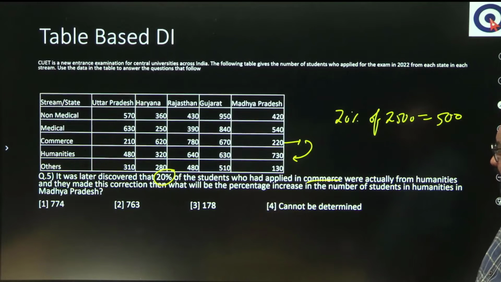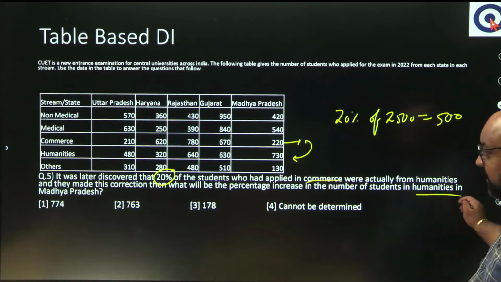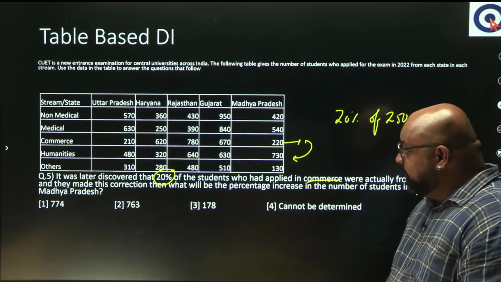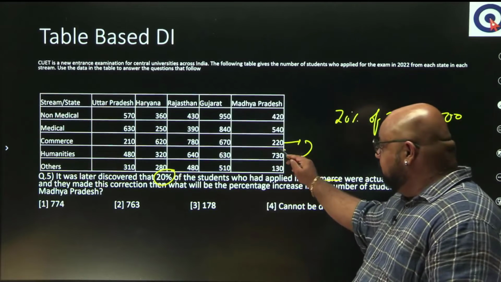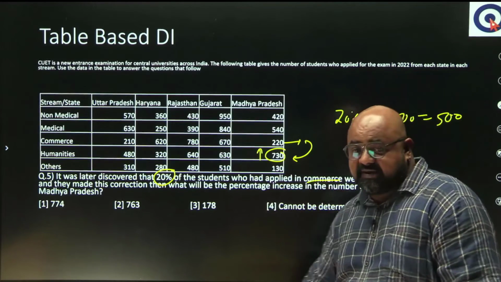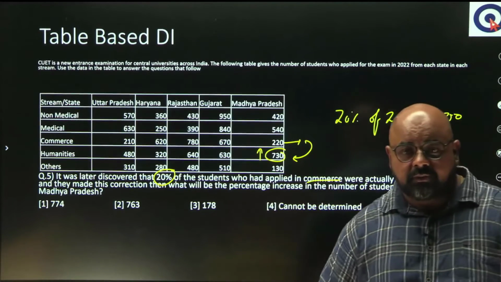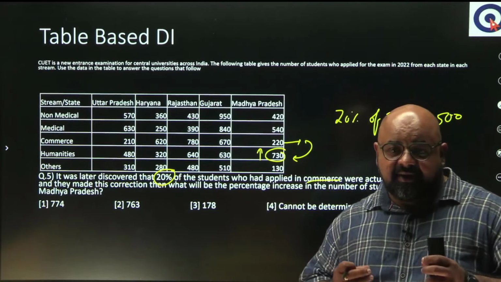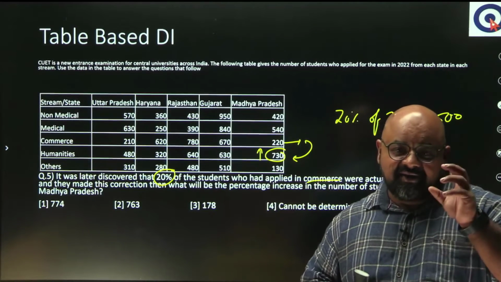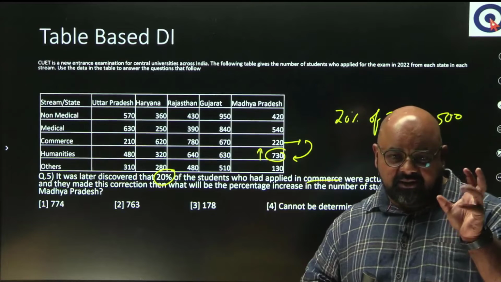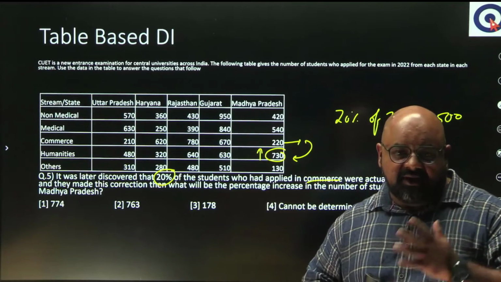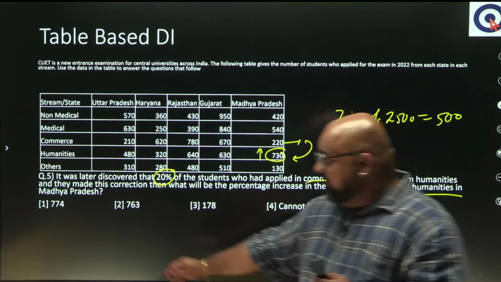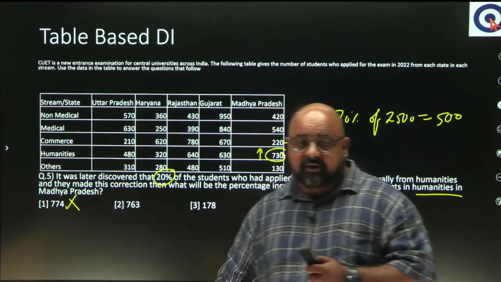Then what will be the percentage increase in number of students in humanities in Madhya Pradesh? Madhya Pradesh humanities. What will be the number of increase here? The first instinct for us is calculate 20% of 220, which is 44, add that to 730, you will get 774, but this will be the wrong answer.